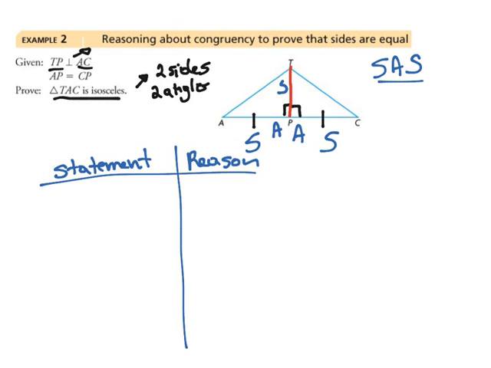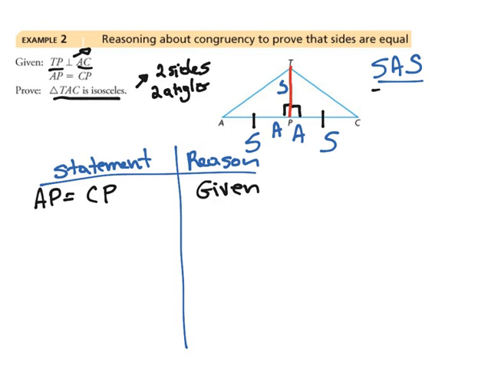So we know that we have to show SAS first. So first, the side. Okay, so what's the side? We know that AP is given to us as equal to CP. That's just given information in the question.